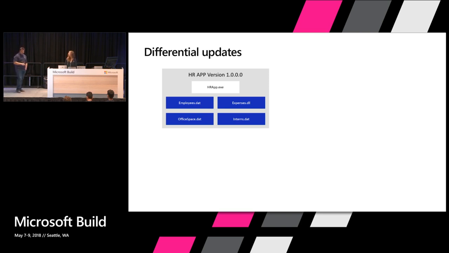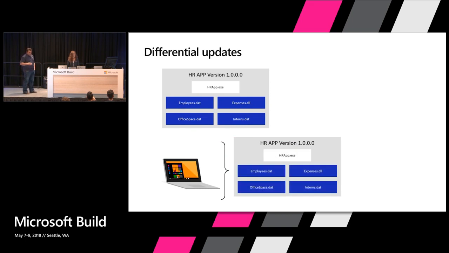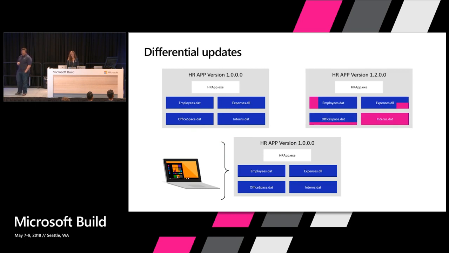So in this scenario, I have my HR app because I love my HR app. And I have these 5 files in it. I've got my EXE, a couple DAT files, and a DLL. I've got my client computer, and on the very first installation, obviously nothing was on the device, so the full payload comes down. Well, then I make an update to this HR app. And the update is version 1.2 of the HR app. So you can see in the pink, those are the blocks that have changed on the app.